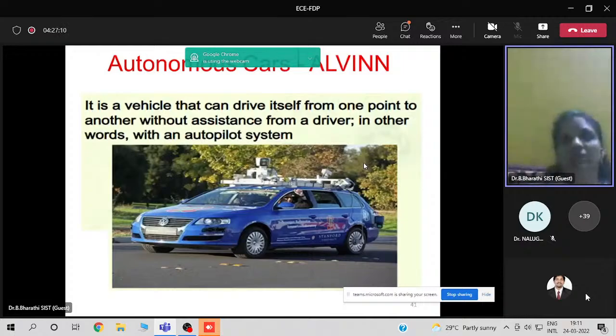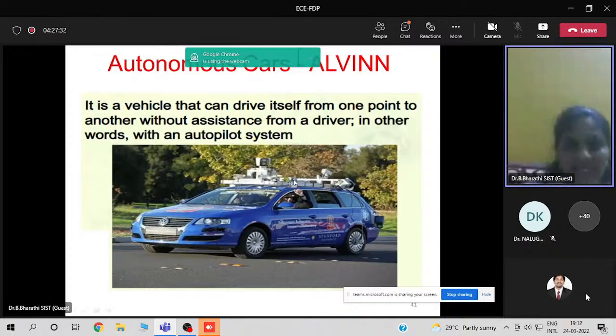So the first automated car looked like this. This is Alvin, the first version of the automated car. Then came Google cars and Tesla cars and all that. If you can see, every external device was hard mounted on the car: the autopilot system, the lidar sensor, the camera, everything.